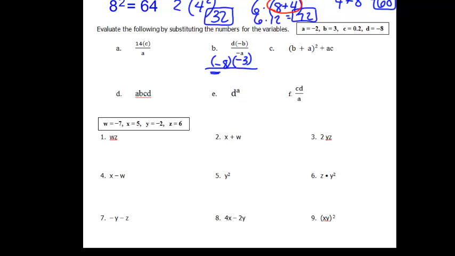So that's the opposite of A. That is the opposite of negative 2. In fact, this is 24 divided by 2, or 12. Be very careful with negatives.